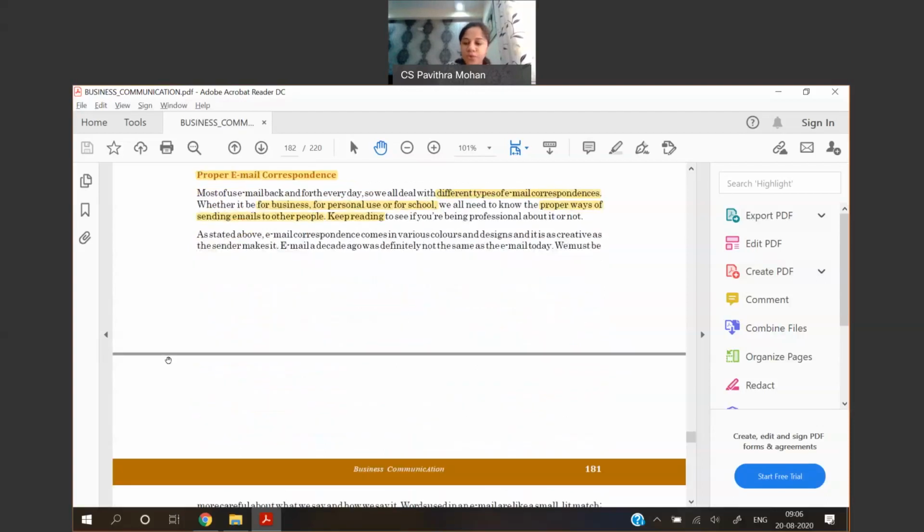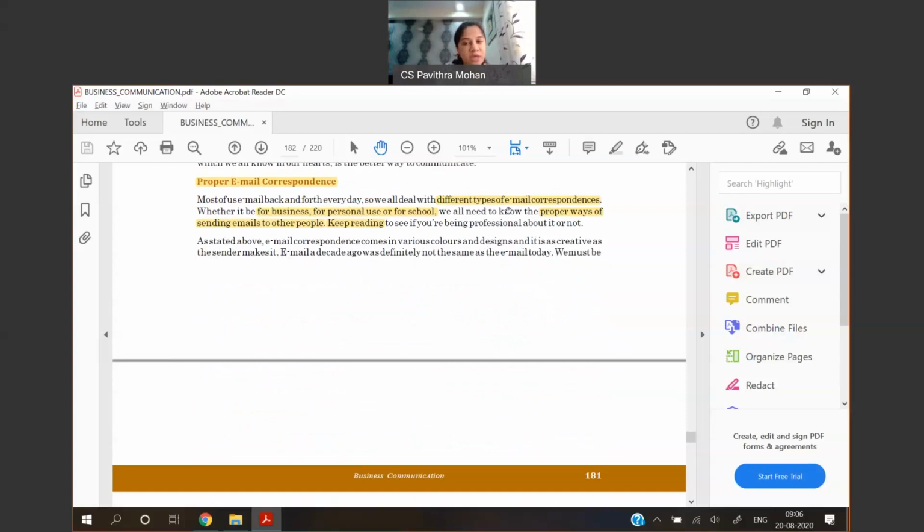Then proper email correspondence. Different types of email correspondence are available. You can use it for business, you can use it for personal, or today with the COVID situation, even school kids have started to use this. Okay, proper ways of sending email to other people is very important, and keep reading all the mails that are marked to you. Okay, that's much more important. So they have just given an example, we're not going through that.